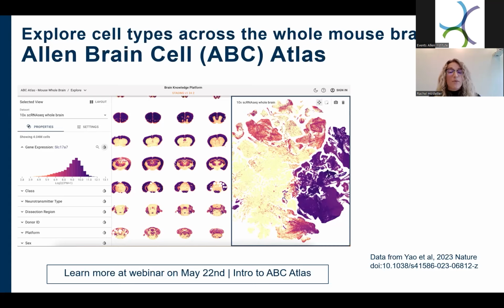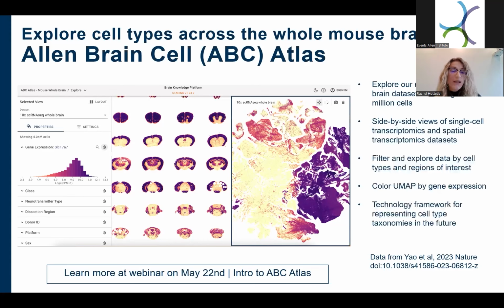And we'll specifically have a webinar focused just on the Allen Brain Cell Atlas on May 22nd. And by using the Allen Brain Cell Atlas, you can look through the data from the 4 million cells. You can look at both the spatial transcriptomic data side by side with the UMAP and the single cell RNA-seq data. You can filter and look for cells that just express a certain gene of interest or even 2 genes of interest. You can isolate your cells and filter by brain region. You can filter by neurotransmitter type, and you can really dive deep into these data without having to do all of the analysis yourself.